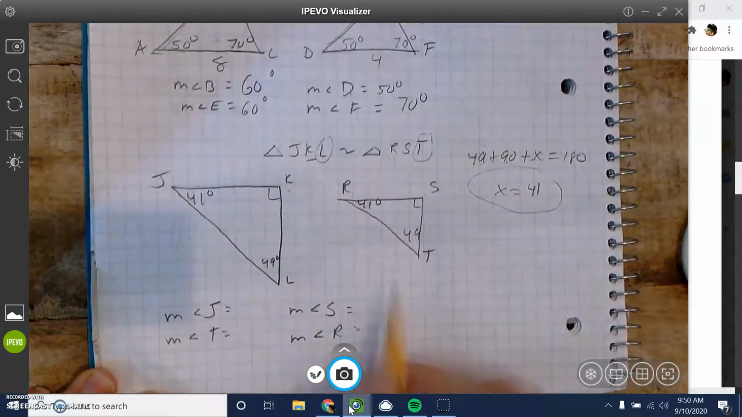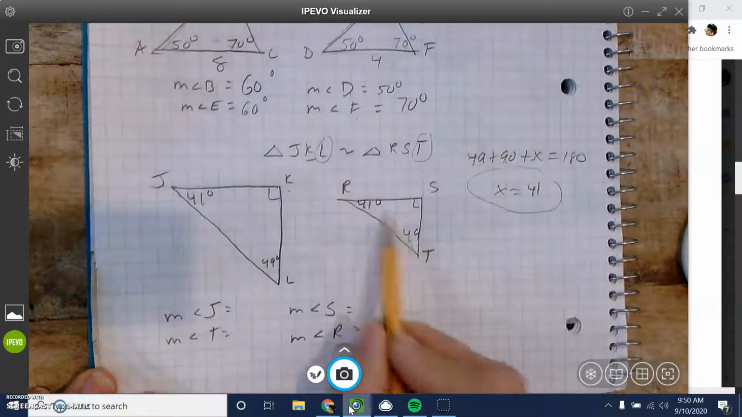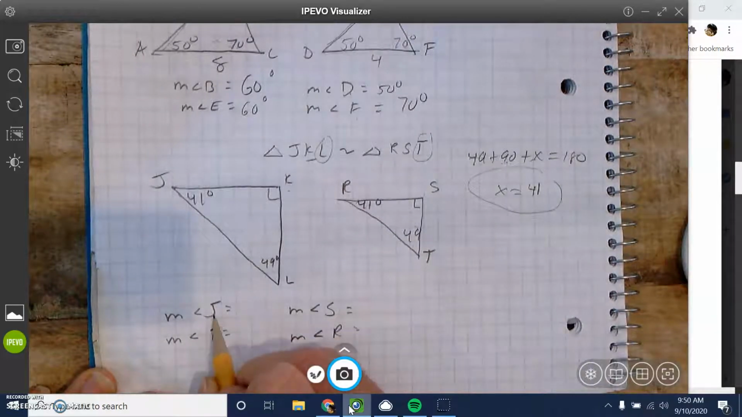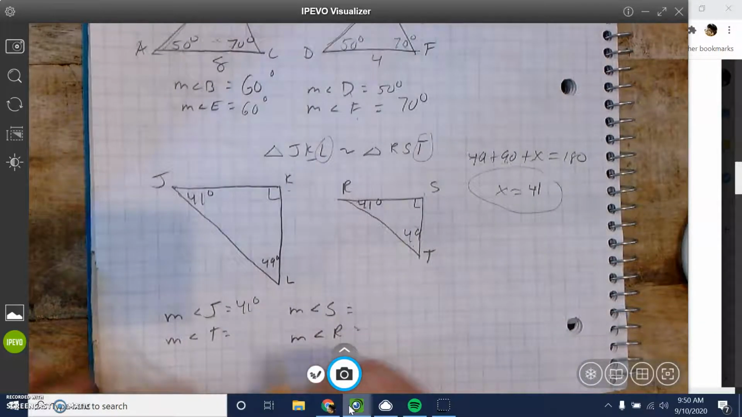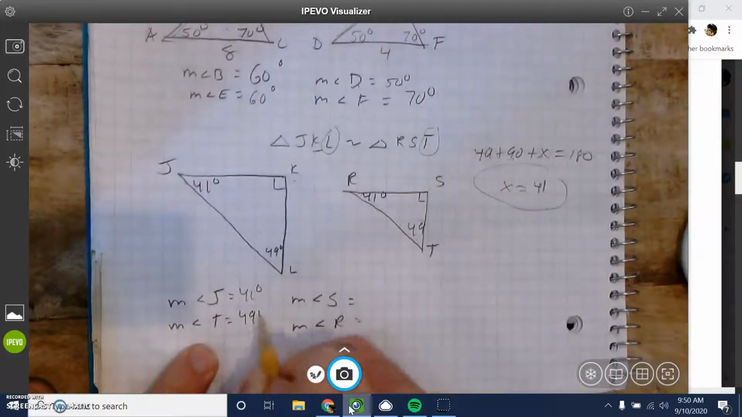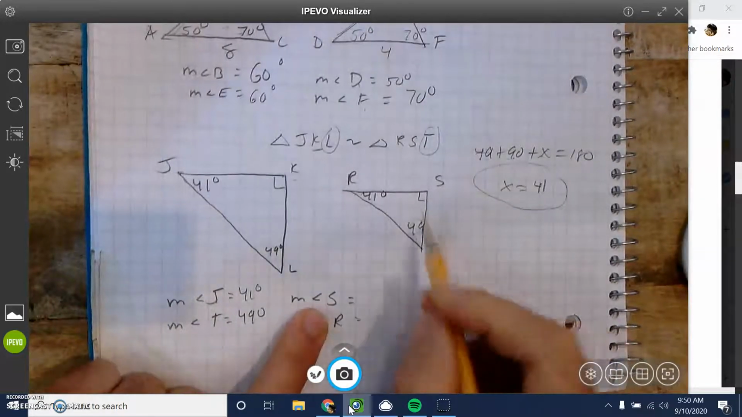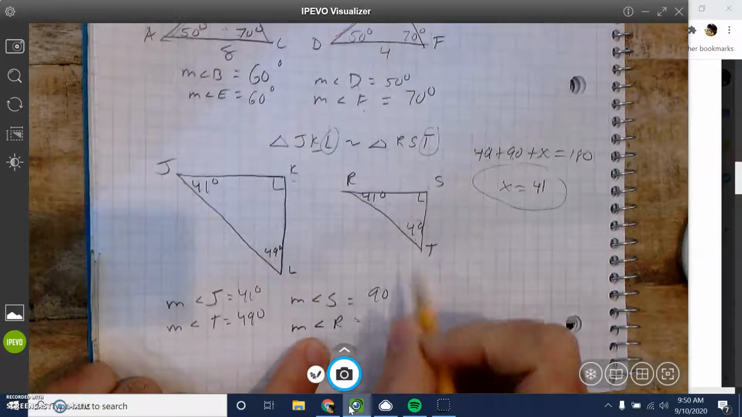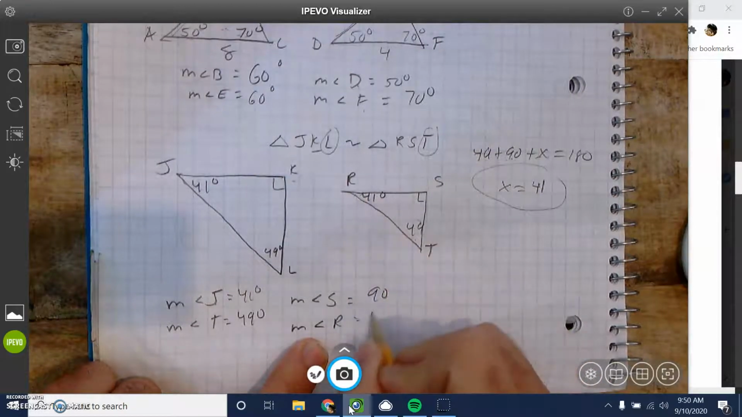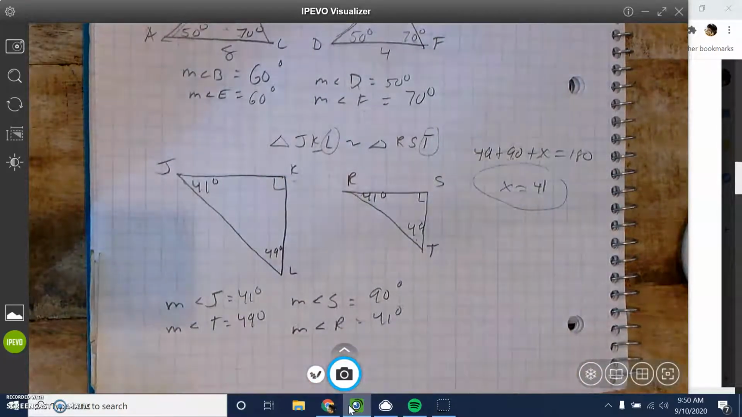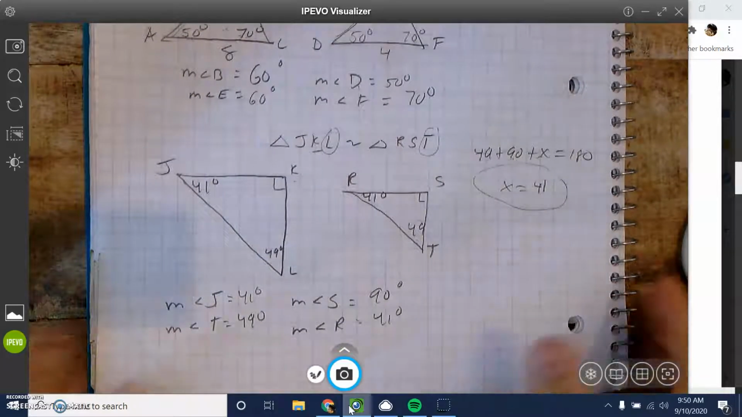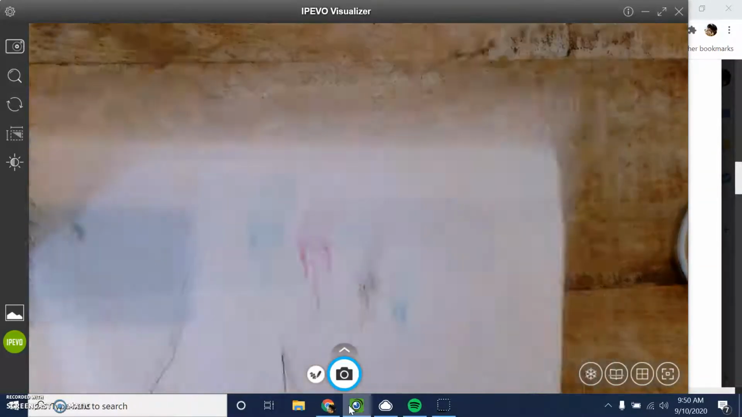So now I just fill in my answers. 41 plus 41 there, that's 90, okay. So measure of angle J is 41 degrees. Measure of angle T is 49 degrees. Measure of angle S is 90. Measure of angle R is 41 degrees. There you go. Cool. All right, let's do a few more.